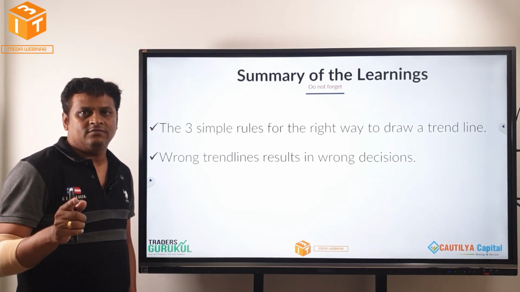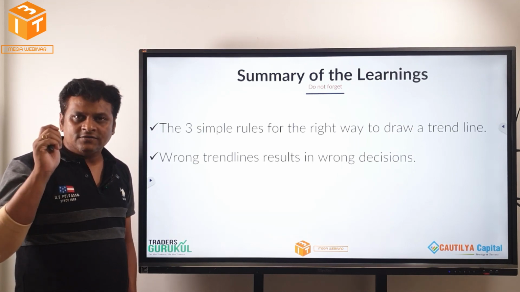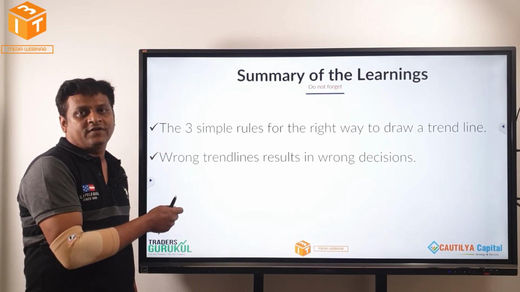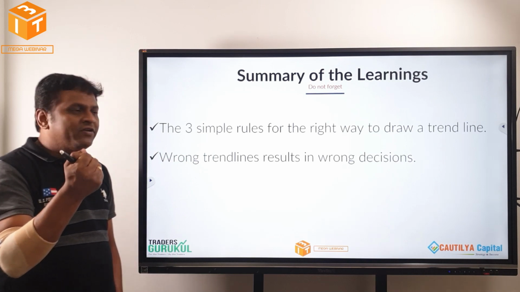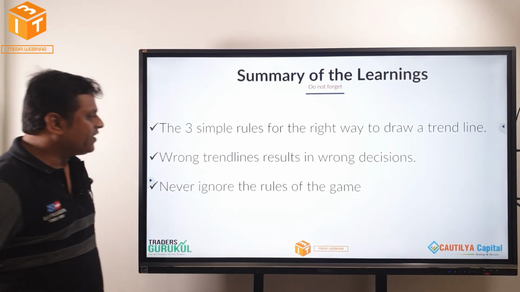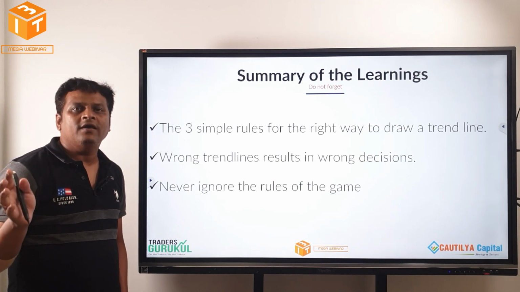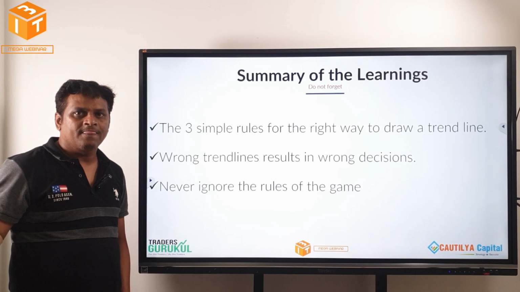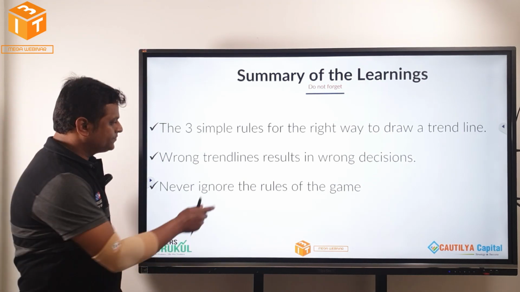Because for a professional, seasoned trader, this is the foundation or the building blocks of trading. If you can't do this, your foundation is weaker. And finally, never ignore the rules of the game. You know why? We are retail traders. We are fighting with the institutions. The only way to beat them is following the rules.